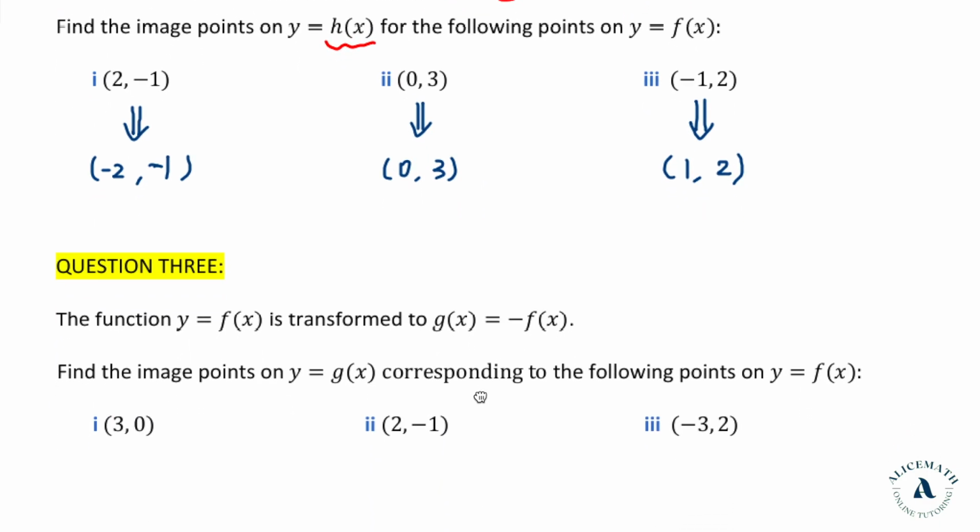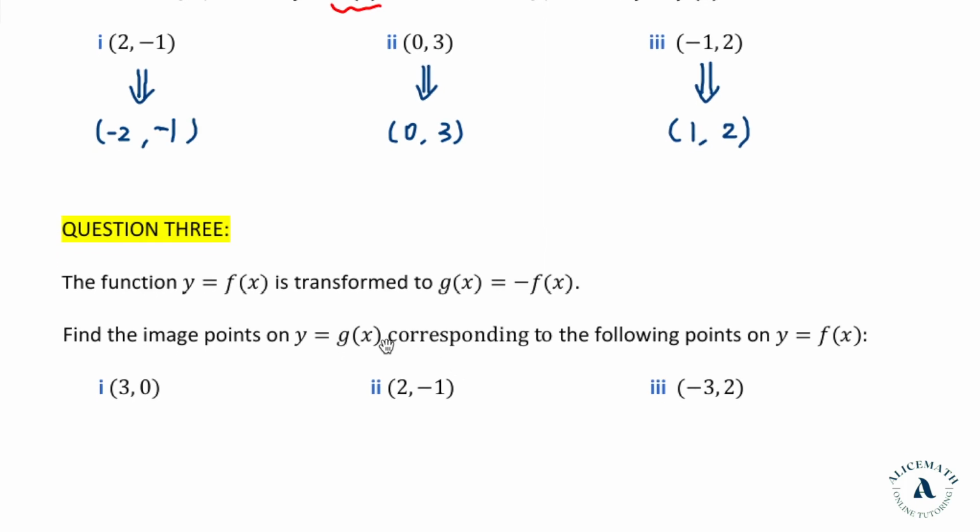Question 3. The function y equals f(x) is transformed to g(x) equals -f(x). So from this function, you see the x is the same, and then we change the sign of the y. So which means we reflect it in the x-axis. So we reflect f(x) in the x-axis. x is the same, y should change the sign.